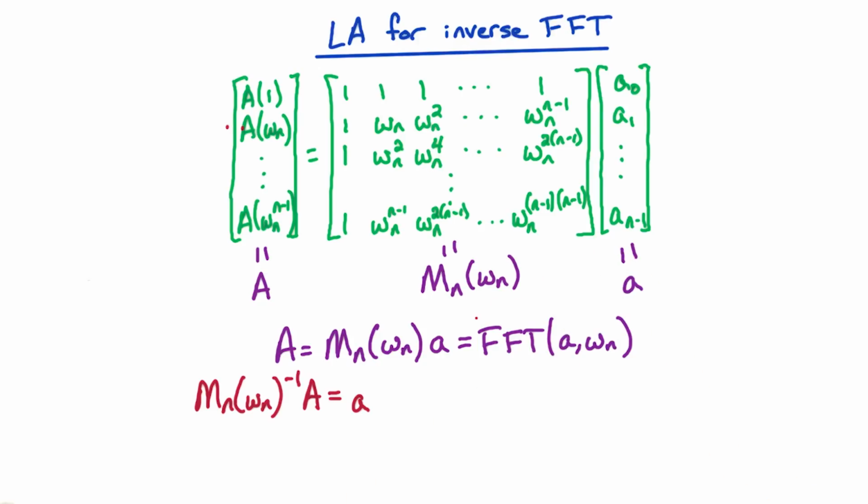So FFT computes this product, this matrix M times this vector little a. For inverse FFT, we want to compute the inverse of this matrix times this vector capital A. How does this inverse of this matrix relate to the original matrix? Well, actually, they're very similar to each other.